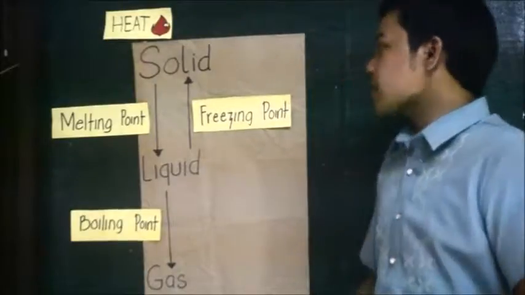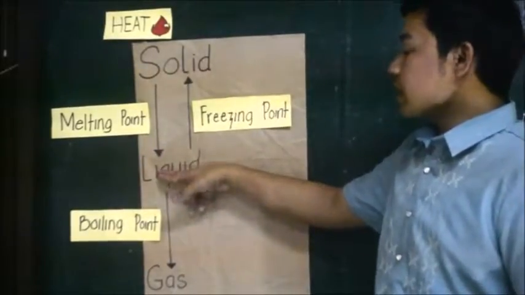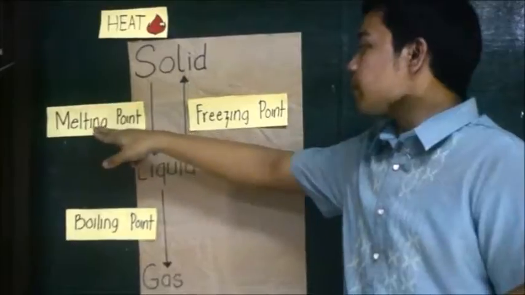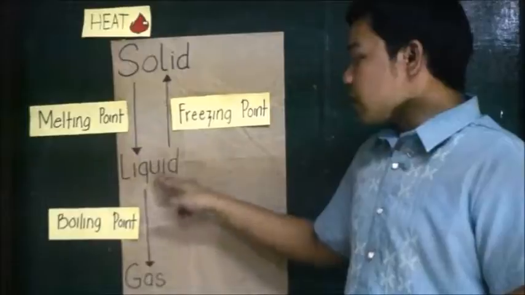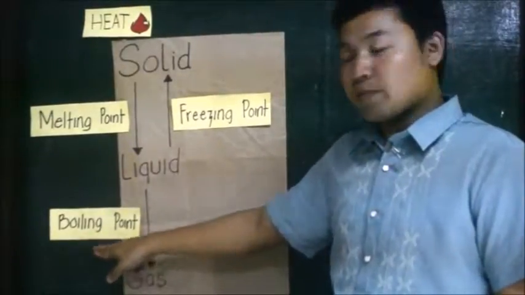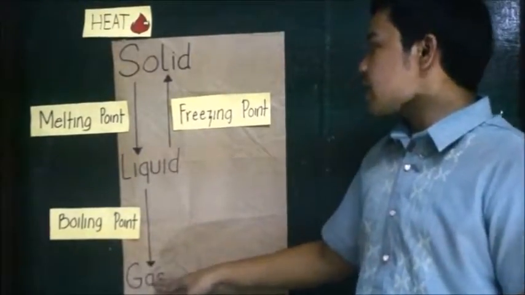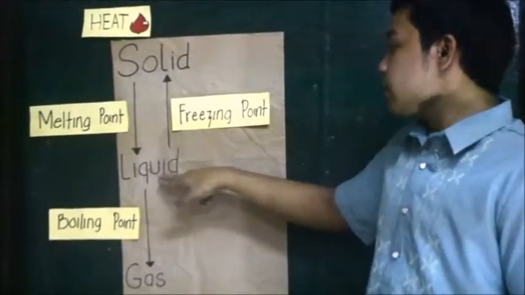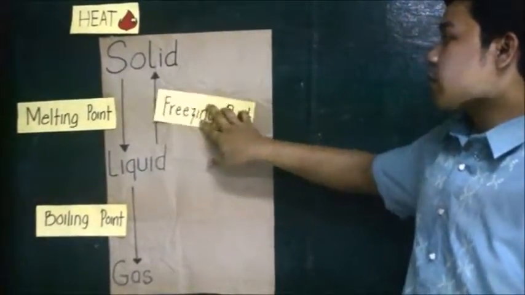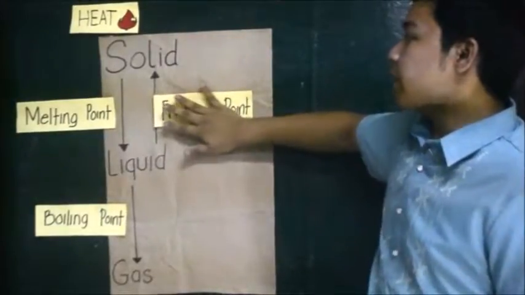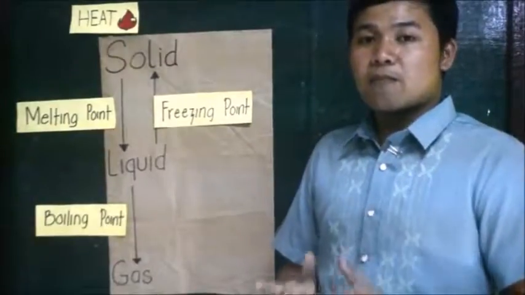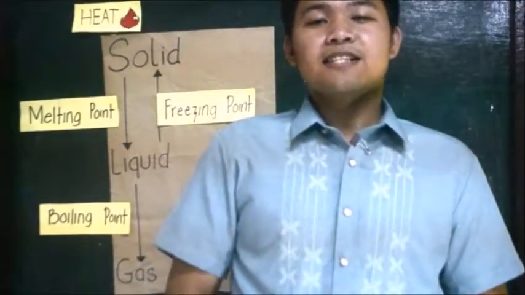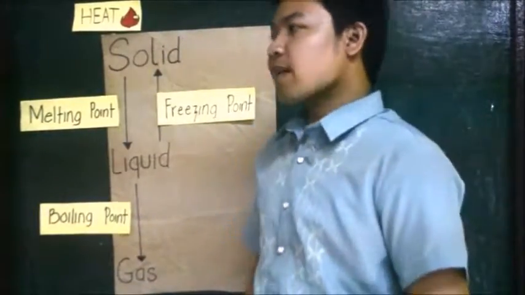So solid can become liquid when it melts and meets the temperature of the melting point. The liquid can become gas if it meets the boiling point temperature. And the liquid can become solid when it meets the freezing point temperature. So that is how the changes of matter go. Now we're done discussing the three states of matter and the changes of matter.